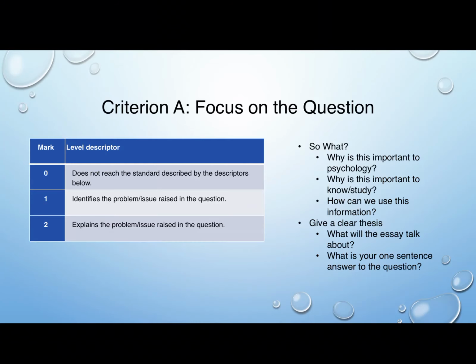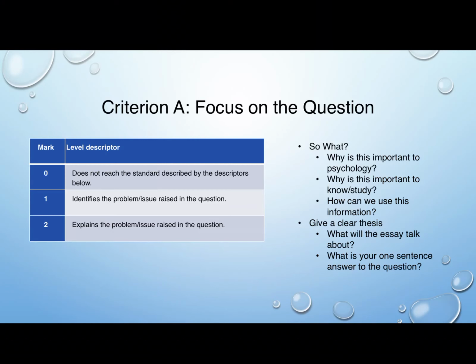All right, so criterion A looks at your ability to focus on the question and make an argument. Your introductory paragraphs, the whole goal is to tell me why is this important, why is this significant, and what exactly are you going to tell me? It needs to go beyond just rephrasing the question. It needs to go beyond giving me a statement of purpose.